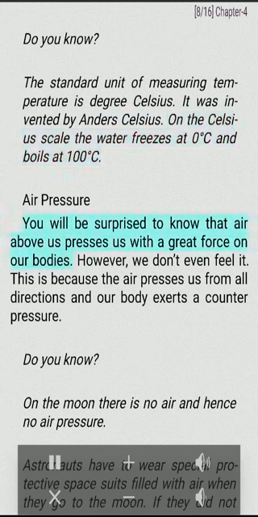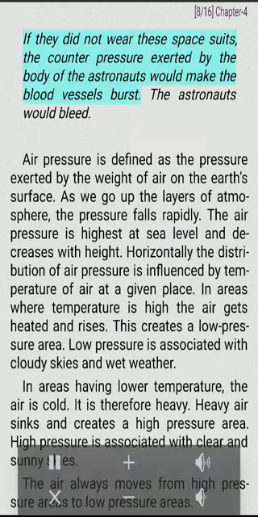Air pressure. You will be surprised to know that air above us presses us with a great force on our bodies. However, we don't even feel it. This is because the air presses us from all directions and our body exerts a counter pressure. Do you know? On the moon there is no air and hence no air pressure. Astronauts have to wear special protective space suits filled with air when they go to the moon.